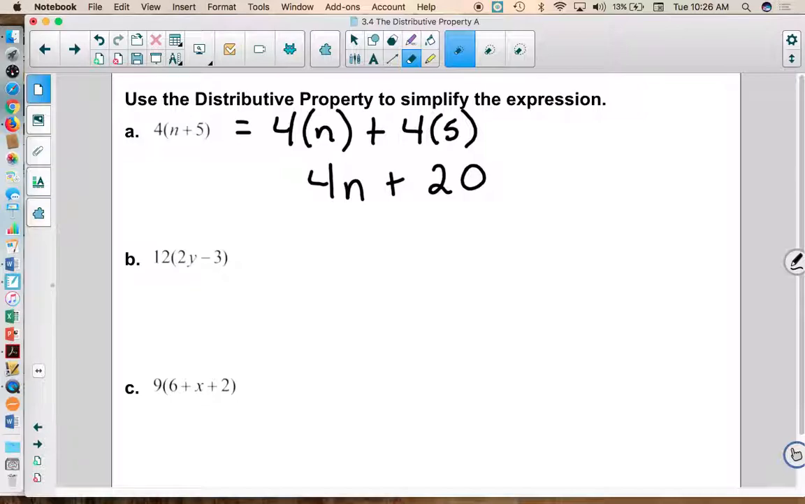Can I go any farther than that? Have I combined my like terms? These two are alike, I can combine them. I can't combine this 4 there because this 4 is attached to the end. It can't be taken apart, okay? So you do number 12. Use the distributive property and tell me what the simplified expression would be.